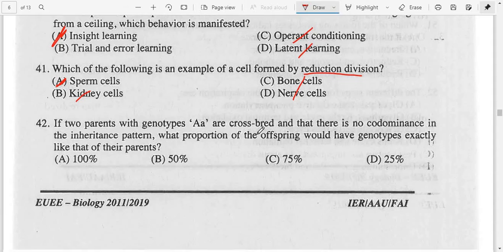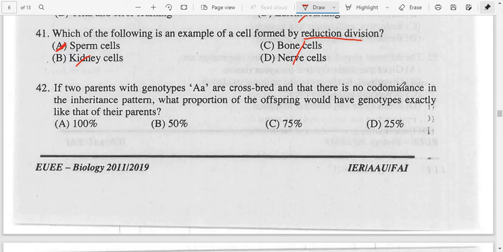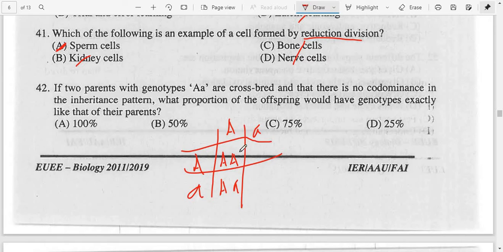If two parents with genotype capital A, small a are crossbred and there is no codominance in the inheritance, which proportion of offspring would have genotype exactly like that of their parents? Okay, capital A, capital A, so that's AA. This one is A capital, small a with this, and then small a with capital A, and small a, small a. So how many are there? Two, so it's 50%.